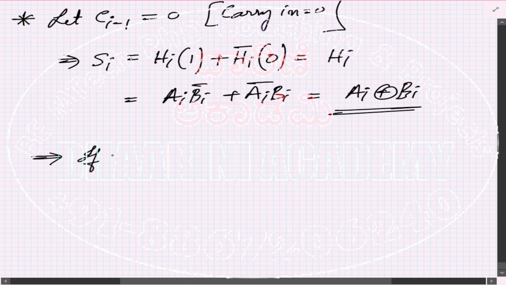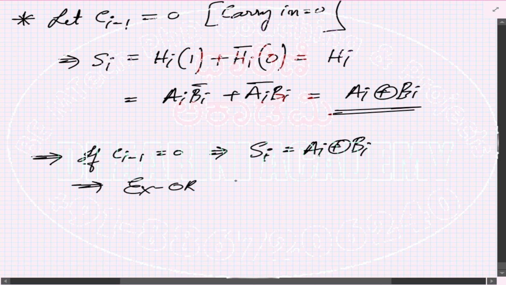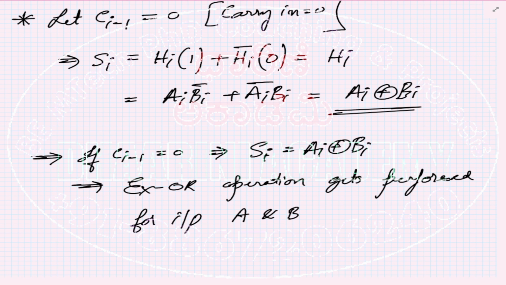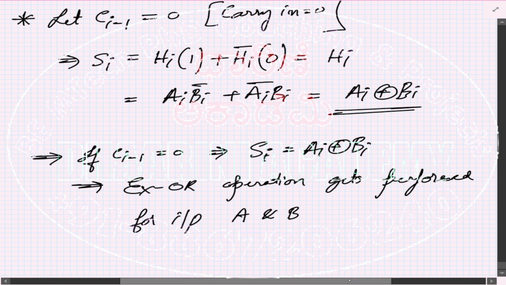So let's write the statement now. This implies if CI minus 1 is equal to 0, then SI is equal to AI XOR BI. This implies the exclusive OR operation gets performed for inputs A and B. You can give the inputs A and B whatever values you want, and simply make the input carry equal to 0, that's all. Okay, fine, let's go ahead.